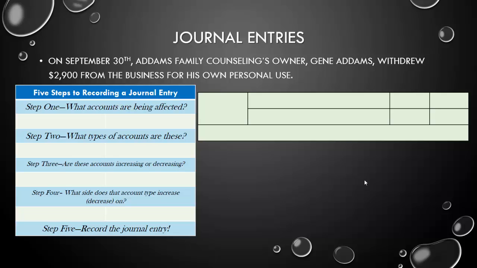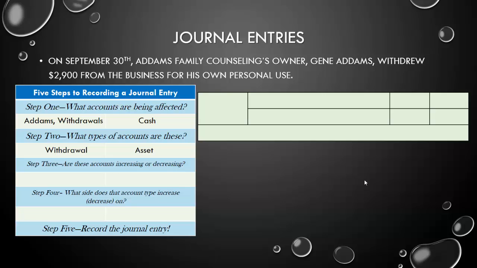In order to acquire it, Mr. Adams needs to take money out of the business so he can use it for his own personal use. So the first account being affected is Adams' withdrawals. And what is he withdrawing from the business? He's withdrawing cash. What type of accounts are these? Well, Adams' withdrawals is a withdrawal account. Cash we know is an asset.